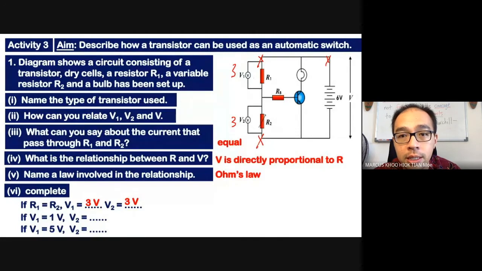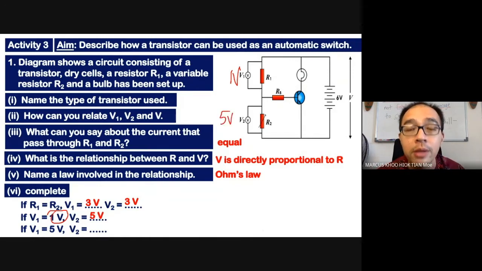If this is 6 volts, from here to here is 6 volts, from here to here also must be 6 volts, in these two resistors. Let's ignore that first. Now, if V1 is 1 volt, how many volts will this be? This will be 5 volts.